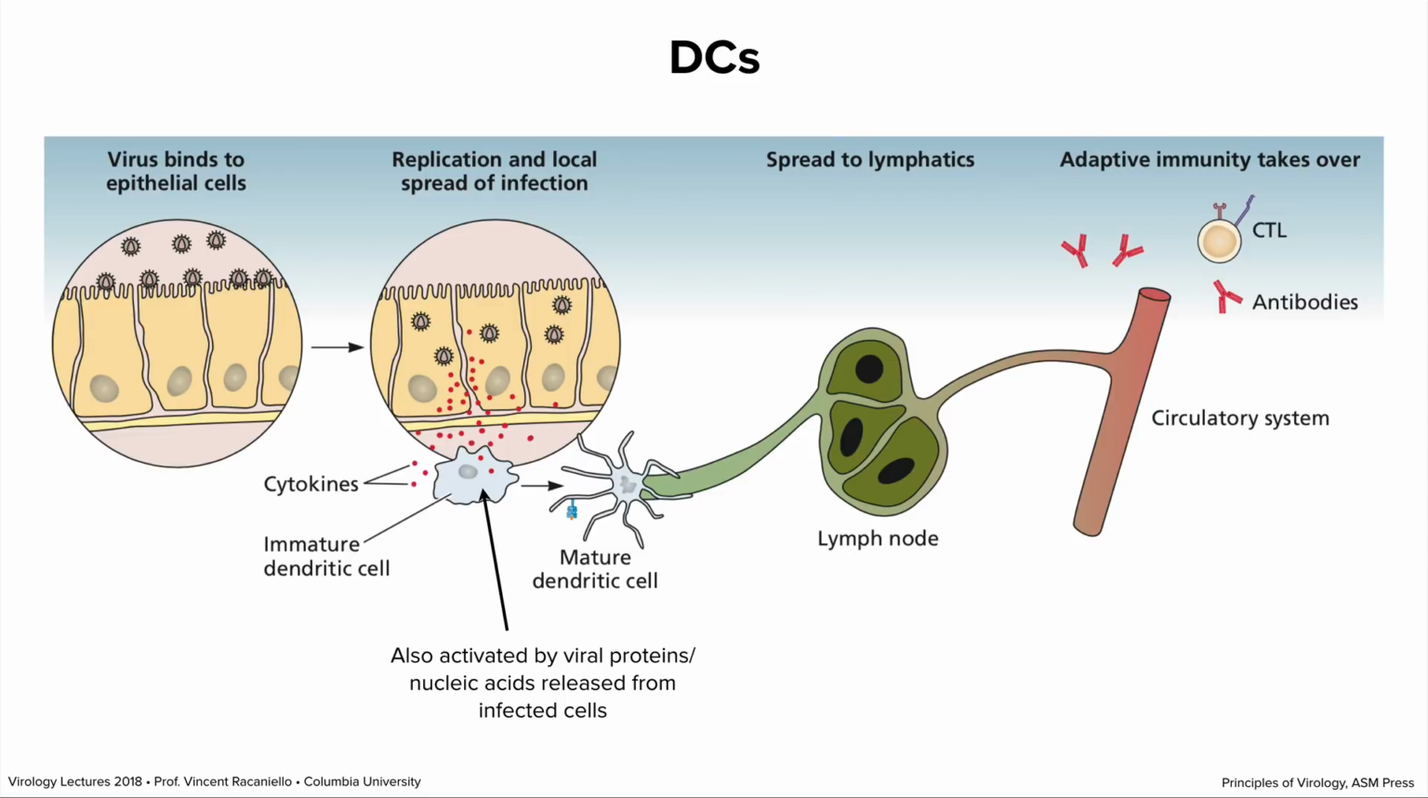Here's a summary of that, an overview. So we have virus infecting epithelial cells. The infected cells produce cytokines as a consequence of the virus being sensed by the innate immune system. These cytokines can attract dendritic cells, and if viral proteins and nucleic acids are picked up by the dendritic cell, that's their job, to pick up these things. That plus the cytokine will cause them to mature. They will migrate to the lymph node, and there they'll interact with B and T cells.